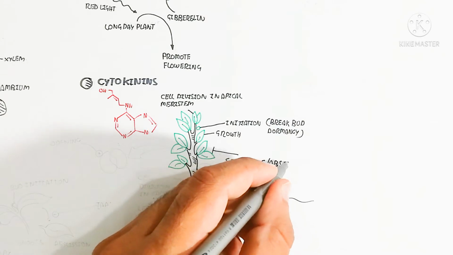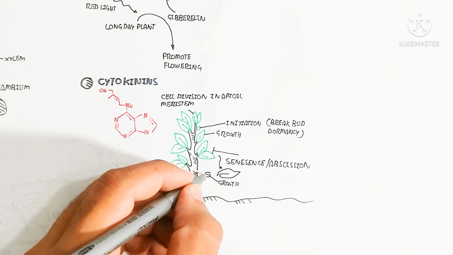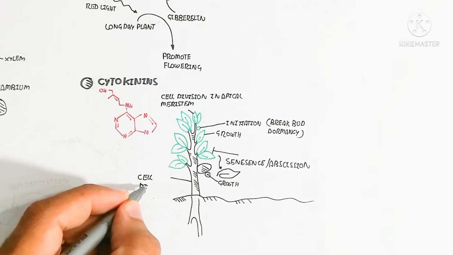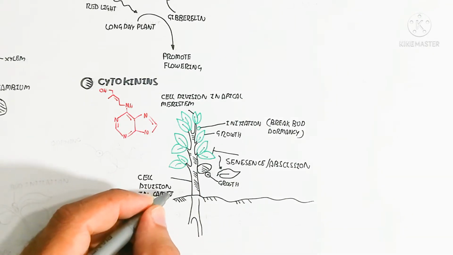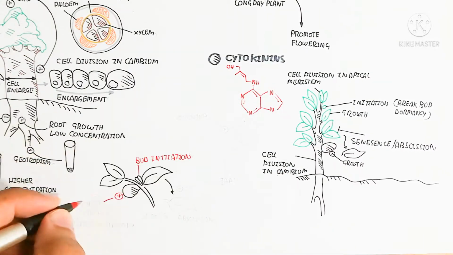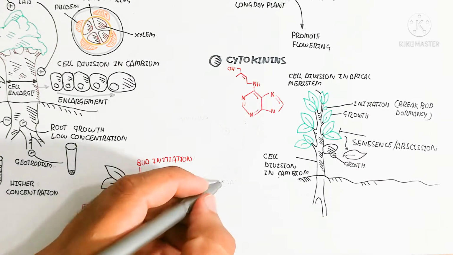On the other hand, there is the inhibition of senescence and abscission. Abscission means the falling of the leaf due to aging, and senescence is basically the falling of the leaf. So it will inhibit the falling of the leaf, and promote the growth of the fruit, as well as cell division in the cambium.